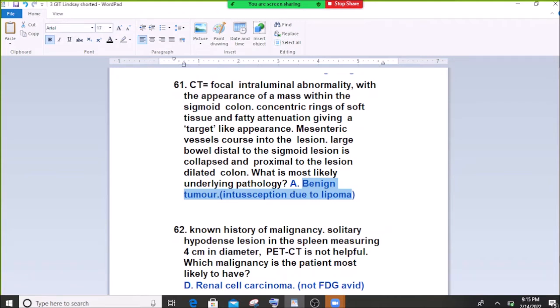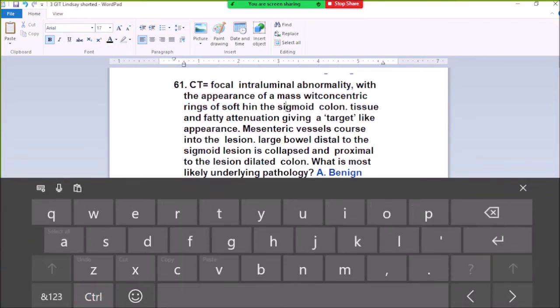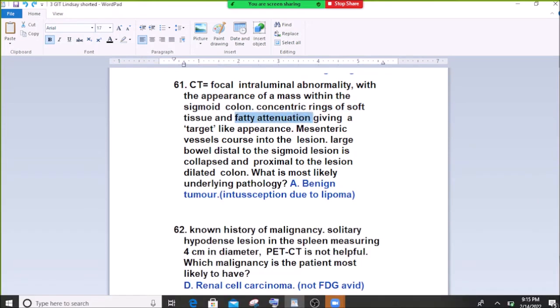Okay, let's read it. CT shows a focal intraluminal abnormality with the appearance of a mass within the sigmoid colon. There is a mass in the sigmoid colon. Then there are concentric rings of soft tissue and fatty attenuation giving a target appearance. So they are fatty tissue, correct? Fatty tissue giving a target appearance. Then mesenteric vessels course into the lesion and large bowel distal to the sigmoid lesion is collapsed. So target appearance, and then there's fatty appearance. So this is most likely intussusception due to lipoma, and it is a benign tumor.